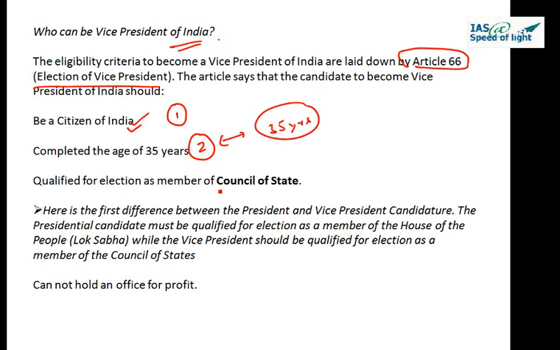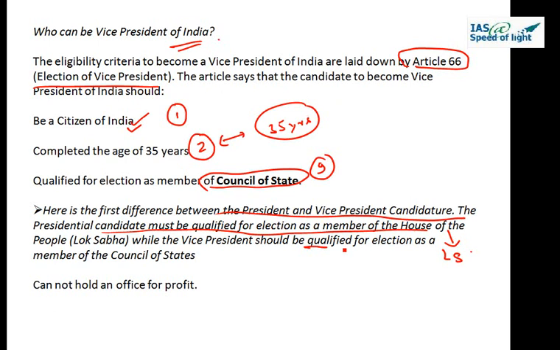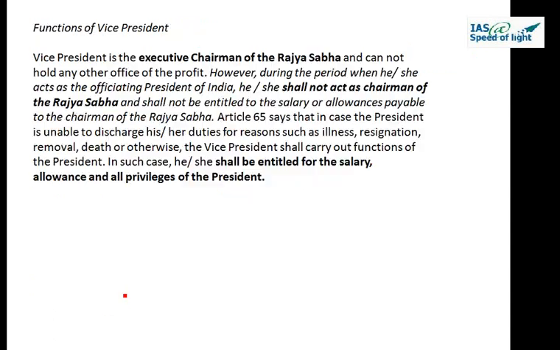Should be qualified for election as a council of state. Important point to remember. Here is the first difference between president and vice president. The president must be qualified for election as a member of the house, that is Lok Sabha, while the vice president should be qualified for election as a member of the council of states. These things we will discuss when we study the parliament, both the Lok Sabha and Rajya Sabha. And he cannot hold an office of profit. Same holds true for the president as well.